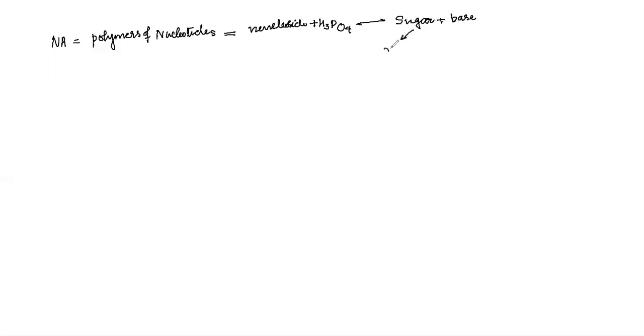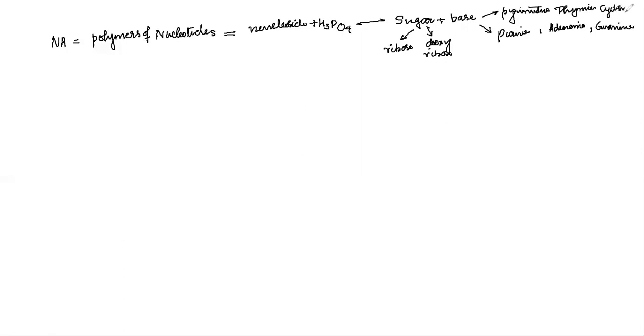Sugars are ribose and deoxyribose. And bases are pyrimidine bases and purine bases. Purine bases are adenine, guanine, and pyrimidine bases are thymine, cytosine, and uracil.